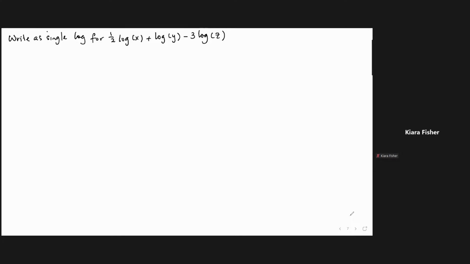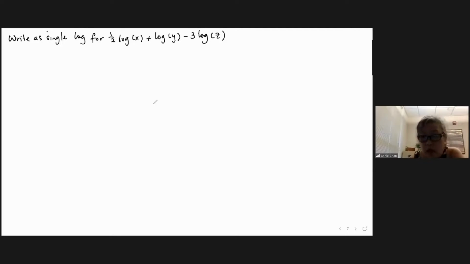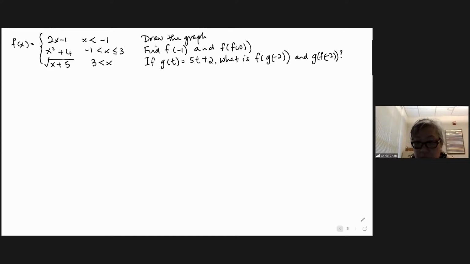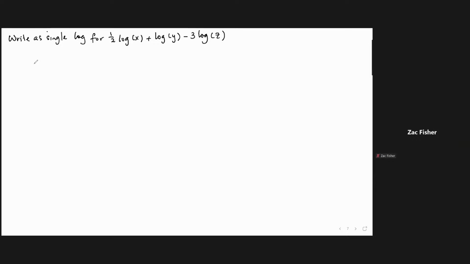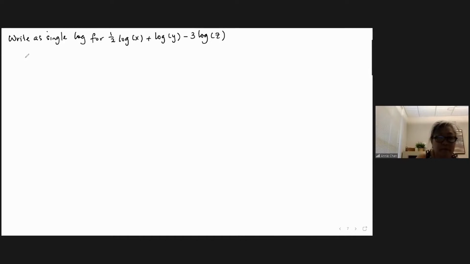Ooh, more. Write as a single log. Let me see, what else do I have? Oh, piecewise. That will have to wait until tomorrow. Oh, can I skip this? You guys are good with single log, right? Can we do this super fast? Because I really want to do the piecewise in case some of you cannot come tomorrow, because the piecewise will definitely be worth 10 points. Can we do this one really quick? What do I do first? Jump in, just jump in. But don't dominate.